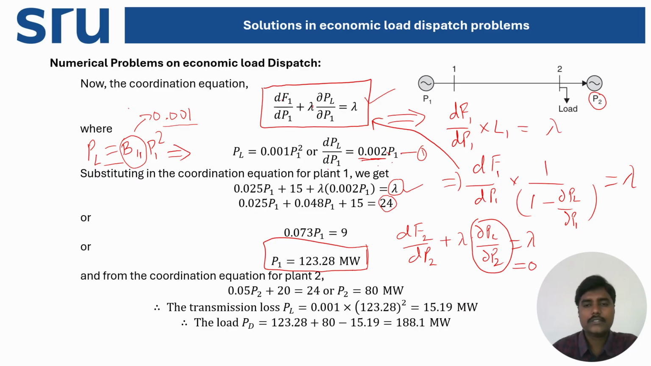Or you can simply remember that whenever the load is connected near to any one particular plant, that particular plant's ITL value will become equal to 0, because both are connected very close to each other. So there is no contribution of this power P2 in creating any kind of transmission loss PL. That is the reason the ITL dou PL by dou P2 will become equal to 0. By using this particular equation, you can now get the value of P2. The P2 value we got is around 80 megawatt. So now you have the P1 value and the P2 value.